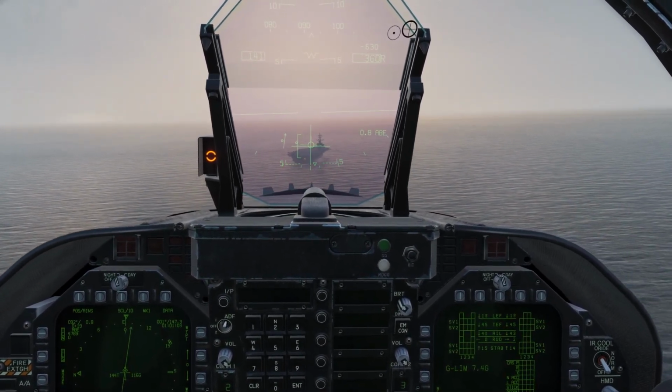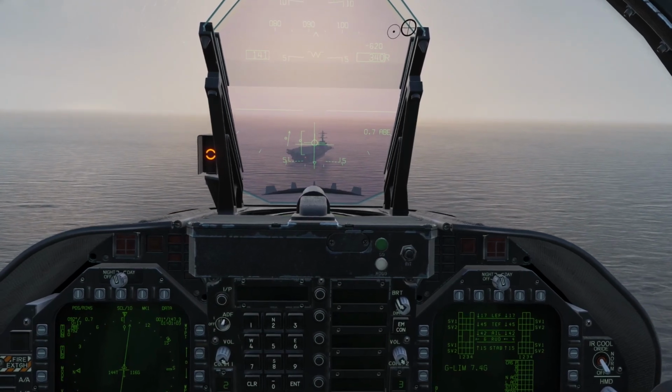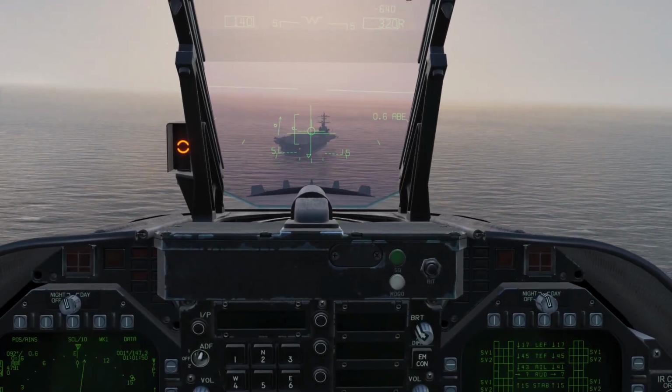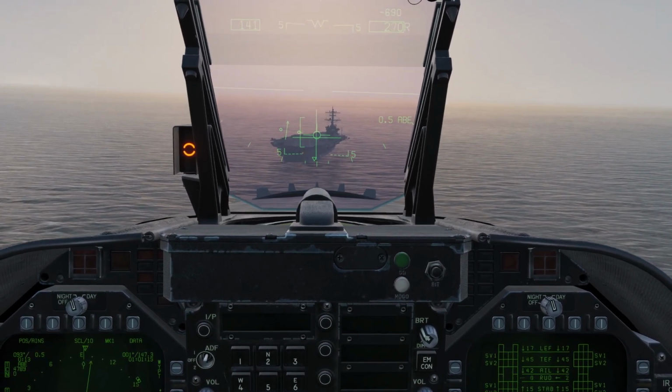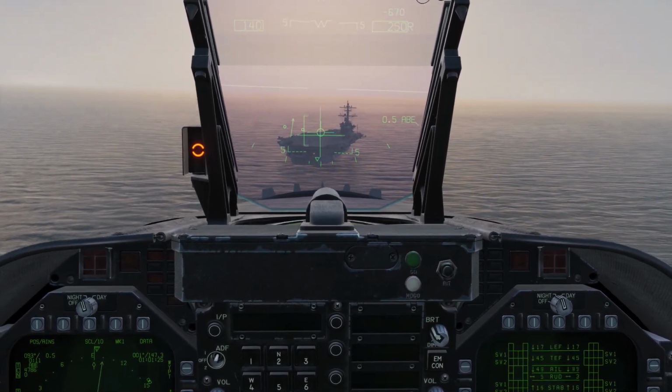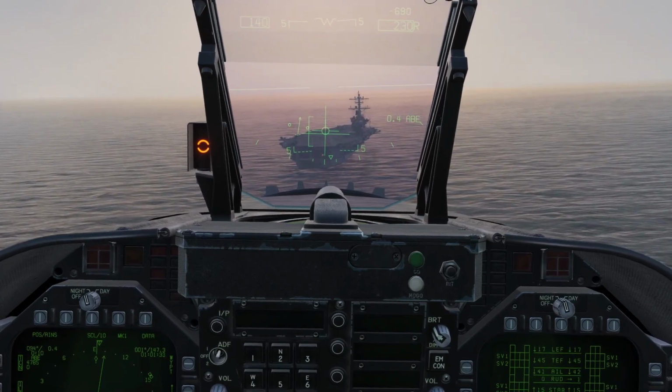407, 3/4 of a mile, call the ball. 407 Hornet Ball, 4.8. Roger, ball. 407, welcome to button 2.